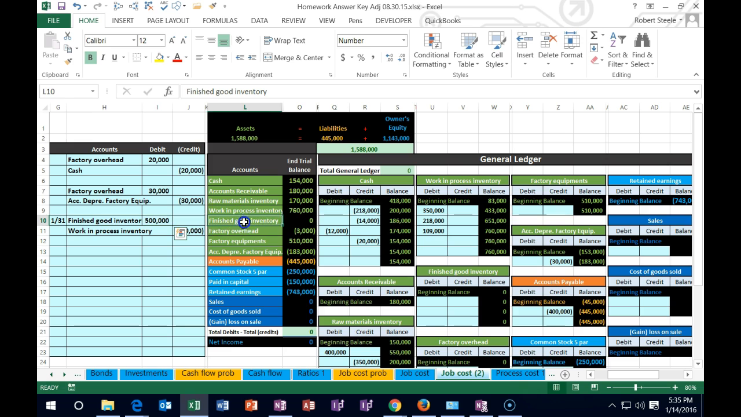Here it is on the trial balance. Here's the finished goods on the general ledger. We are on the debit side in U18, equals, pointing to that 500,000. That brings the balance up in the debit direction.